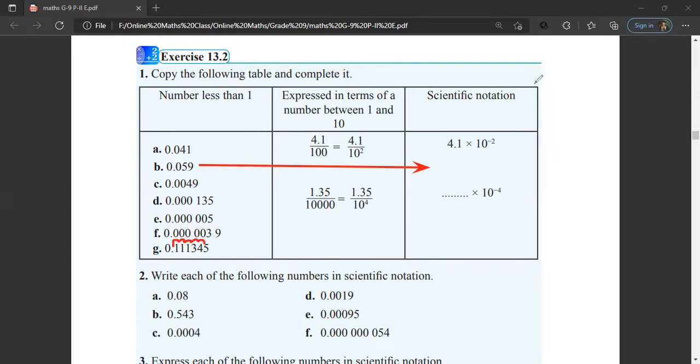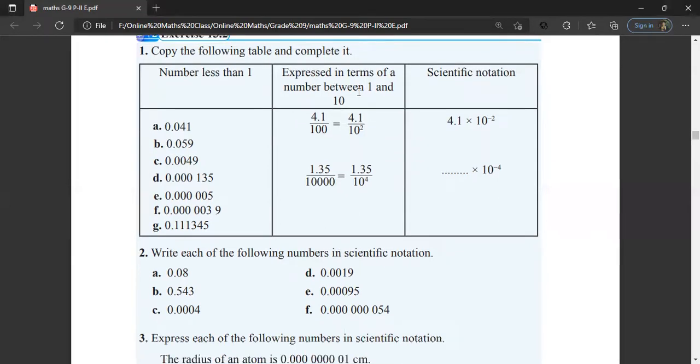1.1135 into 10 to the power minus 1. Only one place now, not 6 places, right? Then 1.1135 into 10 to the power minus 1. That's all. 10 to the power minus 1, right? Okay.